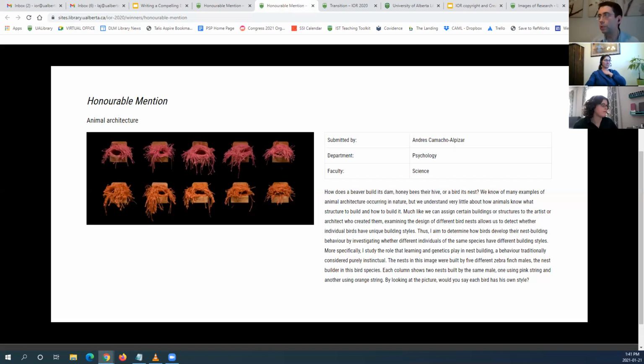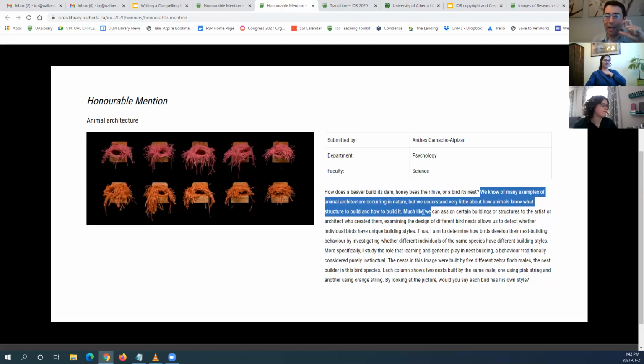If you take your pinky and circle sentences 1 and 2, what we have there is a compelling research question. How does a beaver build its dam, honeybees their hive, or a bird its nest? We know of many examples of animal architecture occurring in nature, but we understand very little about how animals know what structure to build and how to build it. Those two sentences serve together as a unit that functions as a research problem, a question.